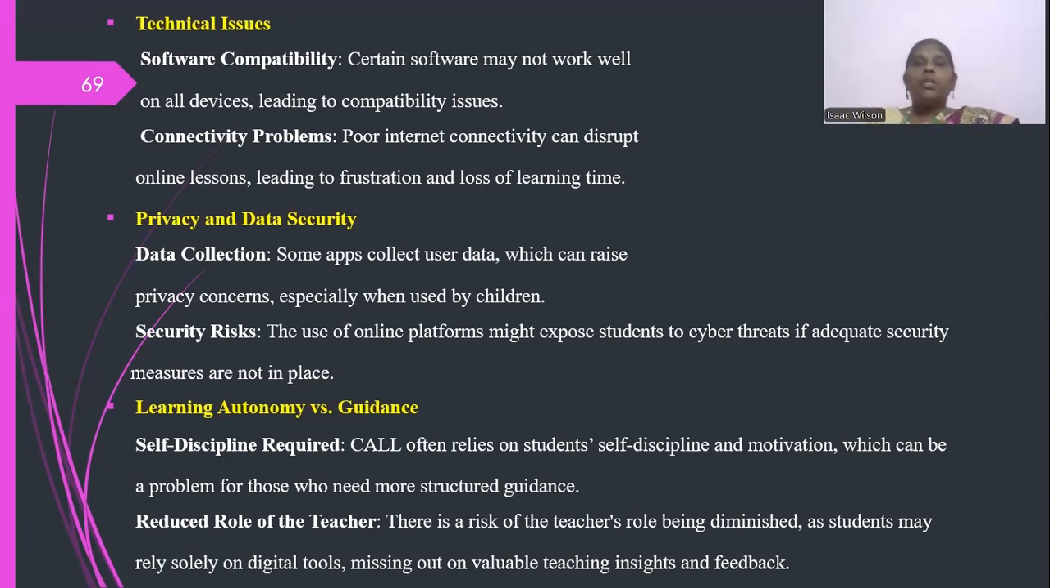And another very important thing is privacy and security issues. Some mobile applications collect user data, and we are not sure whether they will keep it private. So privacy concerns are there, and when we give our personal context, we must be very cautious. We also have security risks, such as cyber threats, and strict measures must be taken in order to avoid all these security risks.